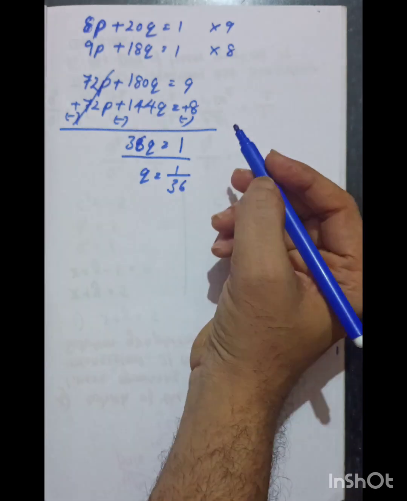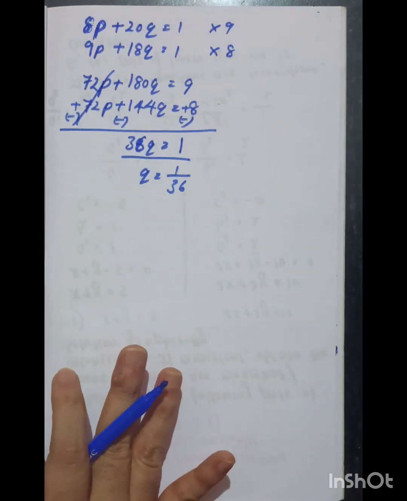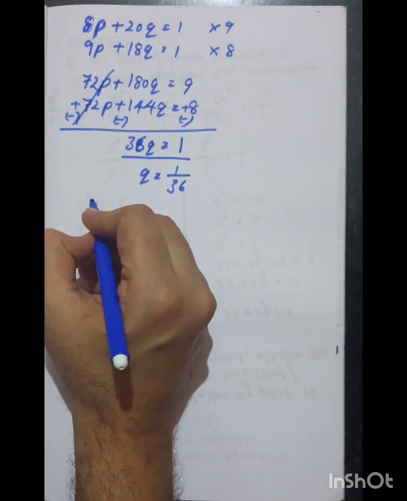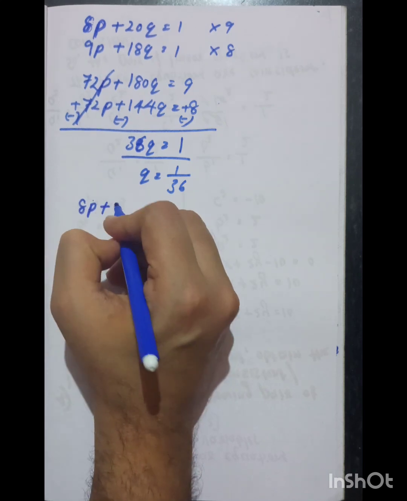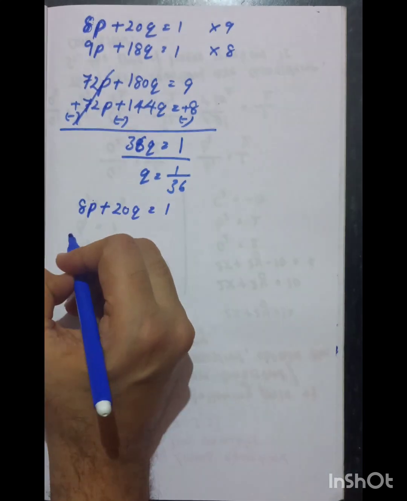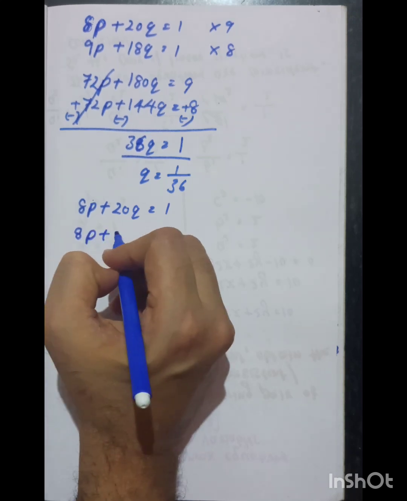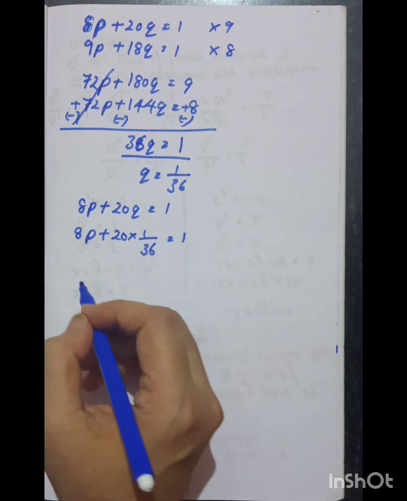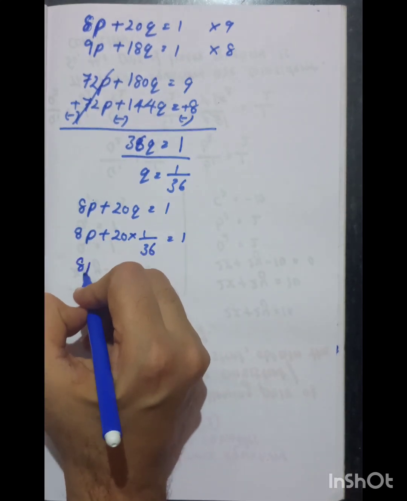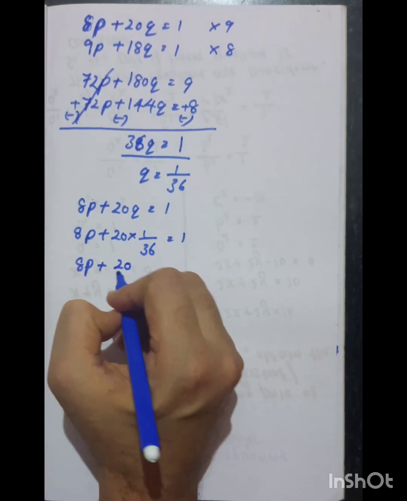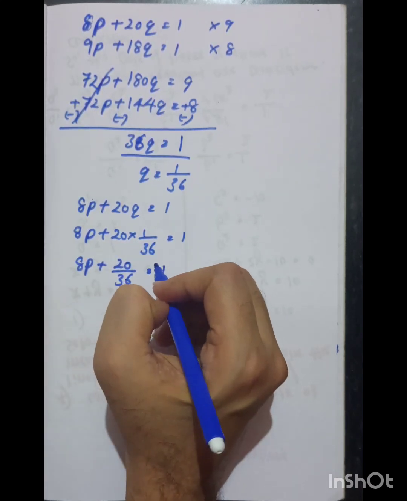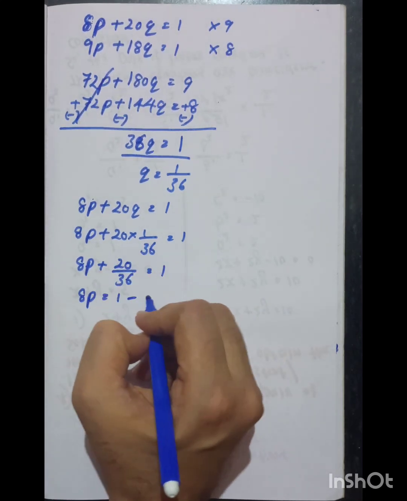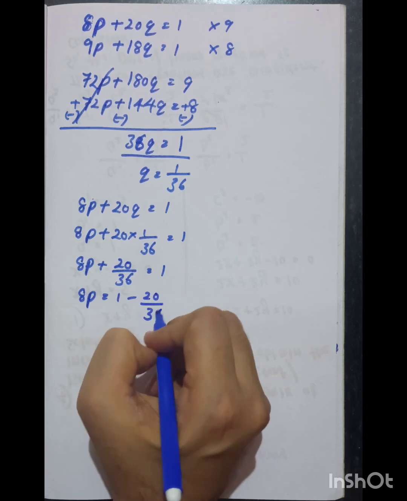Now let's find the answer for p. Now take any equation. I will select the first equation, this 8p plus 20q equals 1. 8p as it is, 20 into what is q, 1 by 36 equals 1. Now 8p plus 20 by 36 equals 1. Now 8p as it is, 1 as it is, bring this here, it becomes minus 20 by 36.